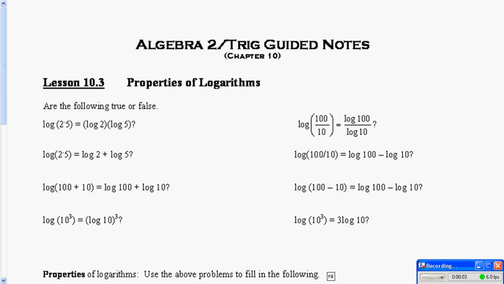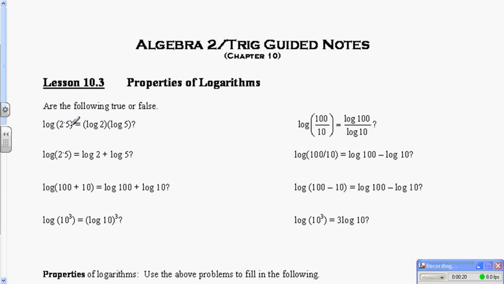Lesson 10.3, Properties and Logarithms. Now here are 8 different questions, and the questions all ask the same thing. Are they equivalent? If you were to go through all these and check for equivalency, only 3 of them would work.